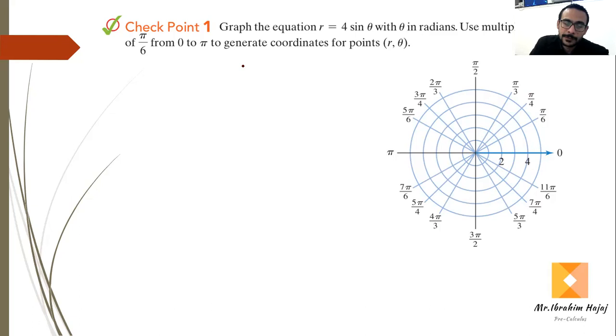r equals 4 sine theta. So it will be 4, because it's sine, it will go up. Up here. So I'm going to move up 1, 2, 3, 4, and the center is at 2. So we'll draw a circle. Yes, and the center is 2. Draw this circle, and that's it.